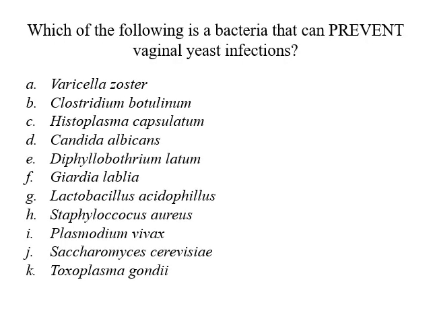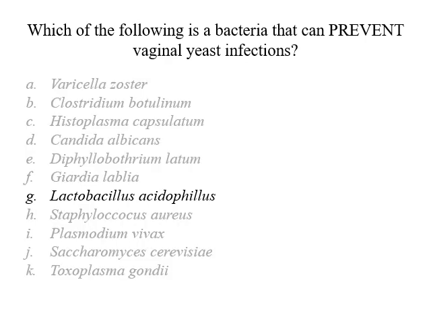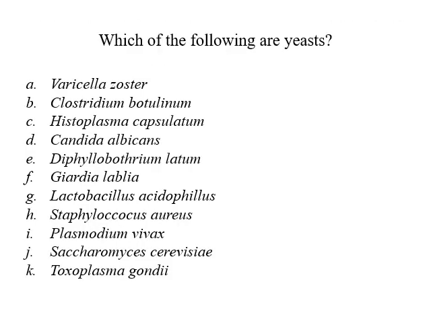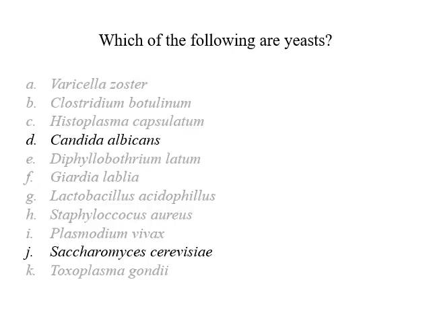Which of the following is a bacteria that can prevent vaginal yeast infections? The answer is Lactobacillus acidophilus. Which of the following are yeasts? The answer is Candida albicans and Saccharomyces cerevisiae.